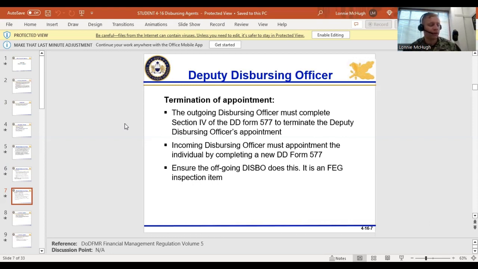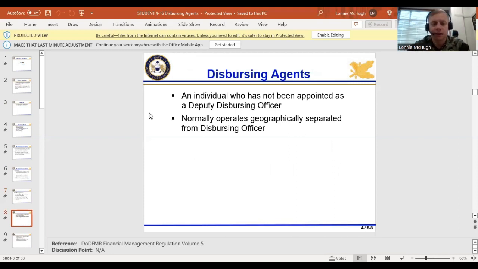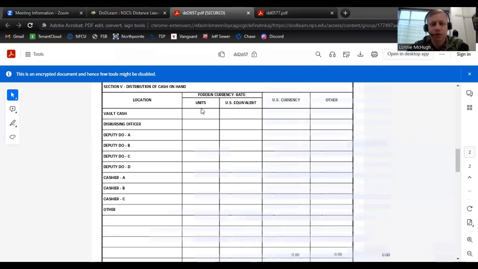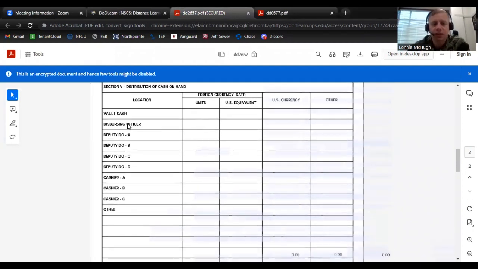All right, moving on to disbursing agents. And so I'm gonna jump back to the 2657 real fast. All right, you should be able to see it now. You remember this is section 5 of the 2657. And so back here we have the disbursing officer, we have our deputy disbursing officer, and then we have our cashiers and other. These are our agents that we're talking about.